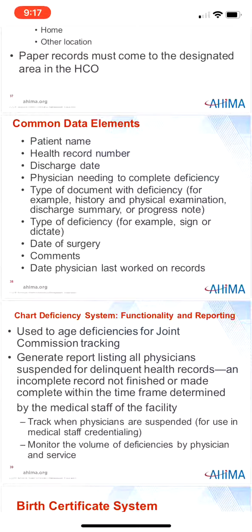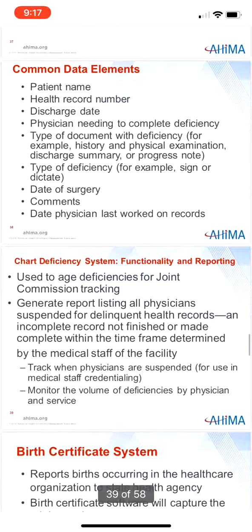Management uses the chart deficiency system to aid the deficiencies for Joint Commission tracking. The chart deficiency system can generate a report listing all physicians suspended for delinquent health records, an incomplete record not finished or made complete within the time frame determined by the medical staff of the facility, and that was our definition for delinquent records. It can track when physicians are suspended, and this is used in medical staff credentialing, and monitor the volume of deficiencies by physician and service. A list of all the health records in the information system can be printed out for use in auditing the quality of the data in the chart deficiency system.